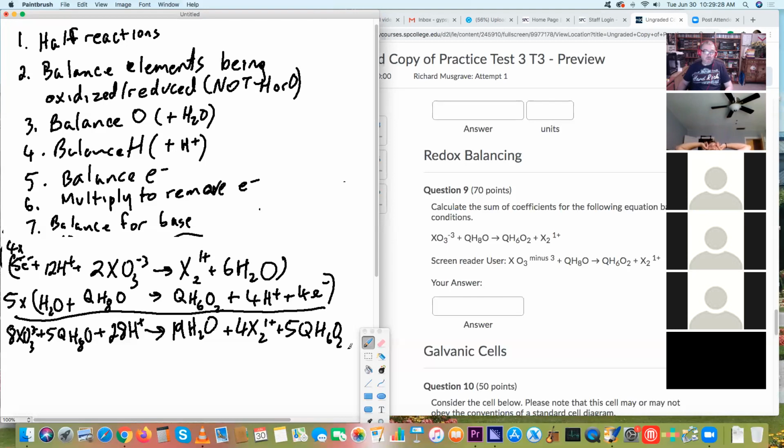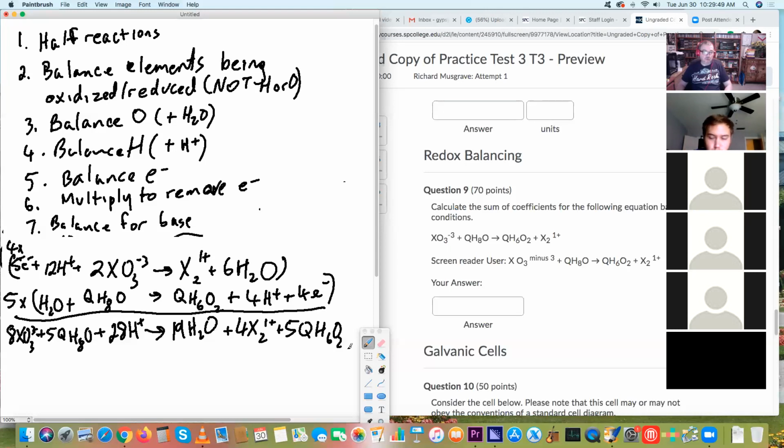Yeah, that's all right. And on the right side, we have 19 times 1 plus 5 times 2. 19 plus 10 is 29, so the oxygens are okay. The Qs, there are 5 Qs, 5 Qs, so they're okay.